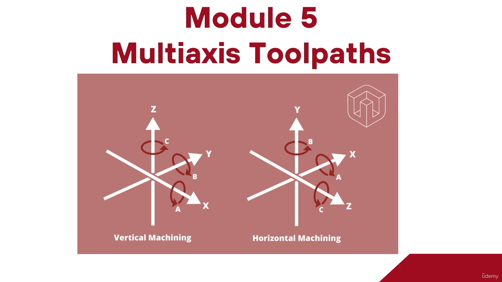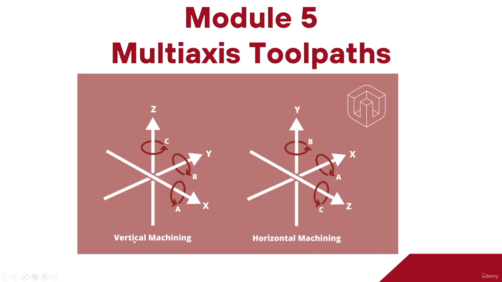So how can we define the A axis, B axis, and C axis? We define them according to our previous 3 axes, which are X, Y, and Z axis. Let's start with the X-axis. The rotation about the X-axis is called the A-axis. The rotation about the Y-axis is called the B-axis. And the rotation about the Z-axis is called the C-axis.